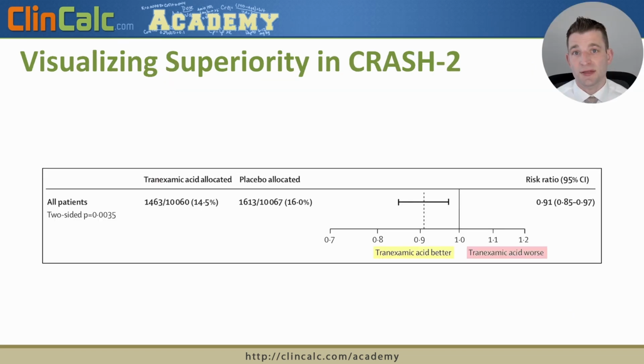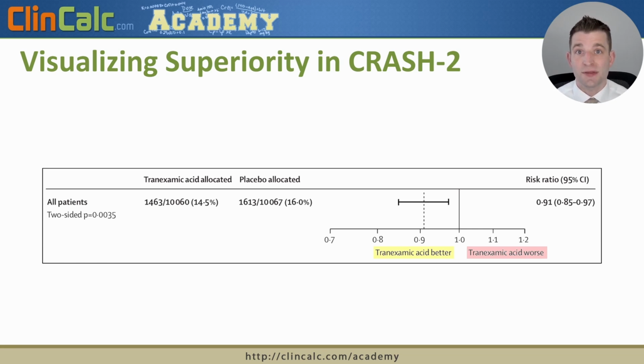We can actually visualize superiority in the CRASH-2 trial. So in this graphic, this is the whisker plot of the confidence interval of the relative risk of TXA versus placebo. So you can see here at 1.0, that would indicate no difference between tranexamic acid and placebo. If the relative risk is smaller, that means that tranexamic acid is better. If the relative risk is bigger than 1, that means that tranexamic acid is worse or placebo is better.